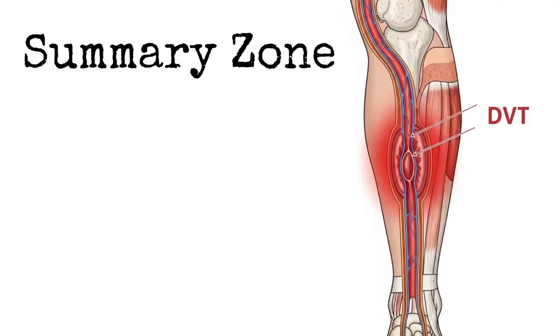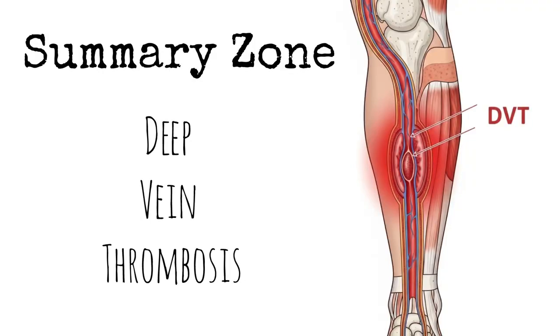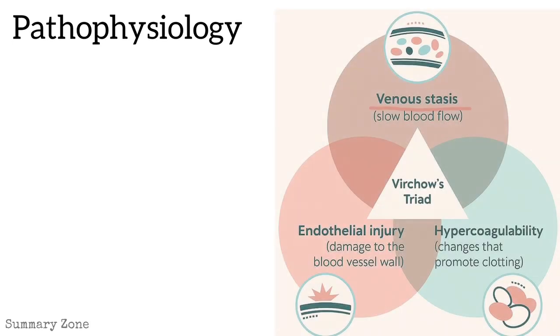Hello and welcome. Today we're doing a rapid review of deep vein thrombosis, or DVT, focusing on the essential high-yield points. Let's get straight to it. Pathophysiology. The foundation of DVT is Virchow's triad: venous stasis, hypercoagulability, and endothelial injury.